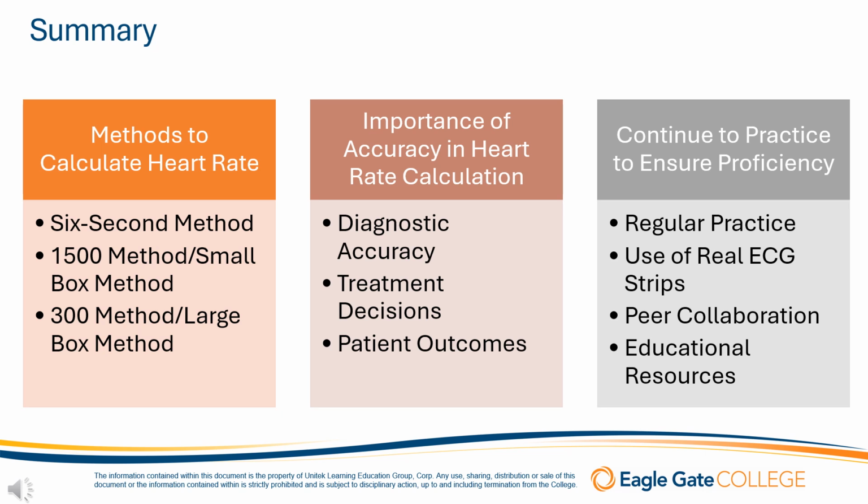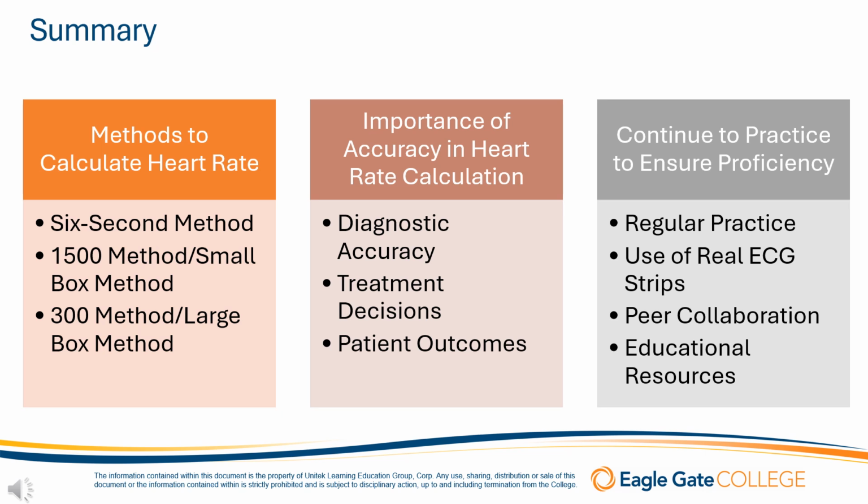The 1500 method, or the small box method: count the number of small boxes between two consecutive R waves and divide 1500 by that number. Best suited for regular rhythms and can be very highly accurate. Gives us a precise calculation, crucial for detailed assessments and when exact heart rate measurements are needed.